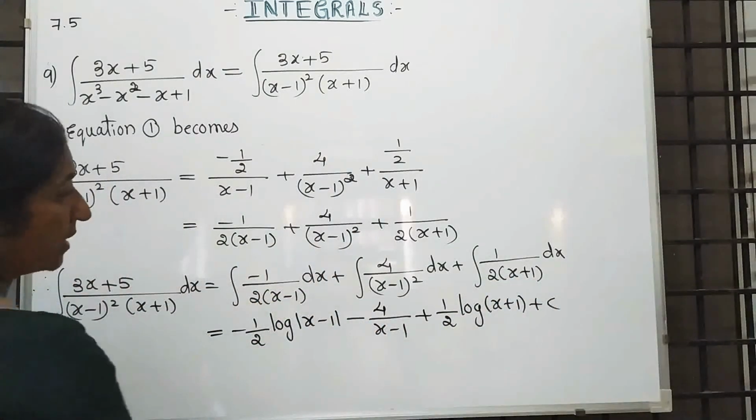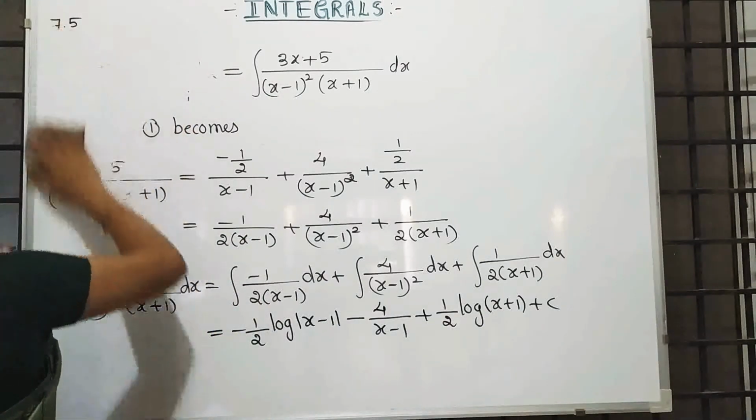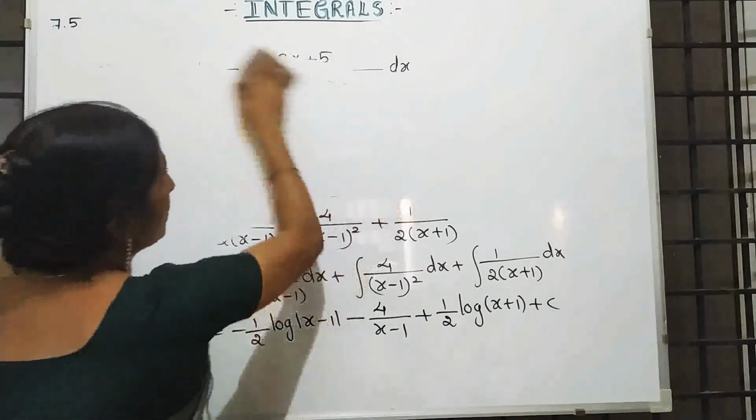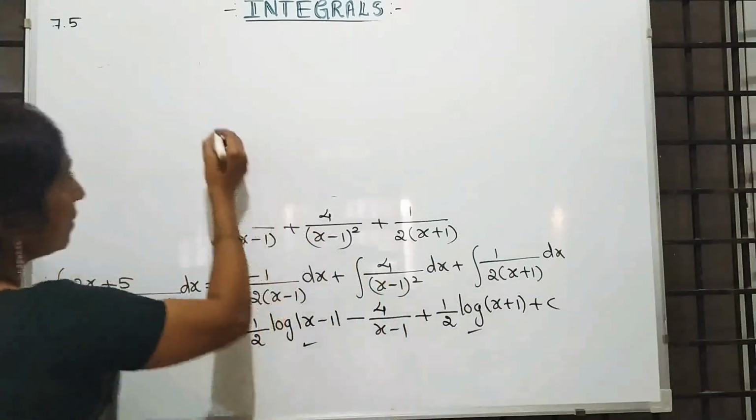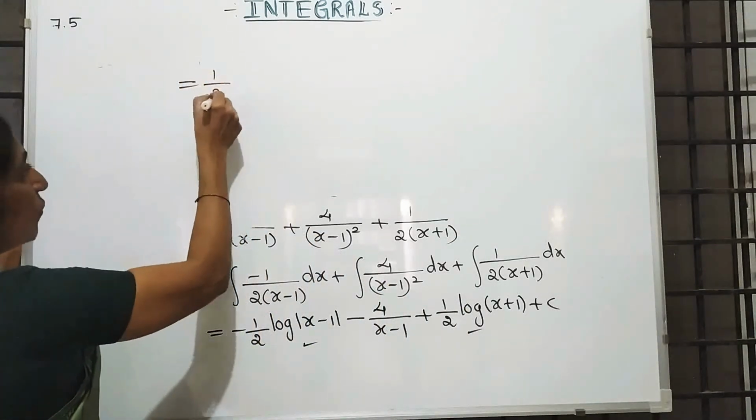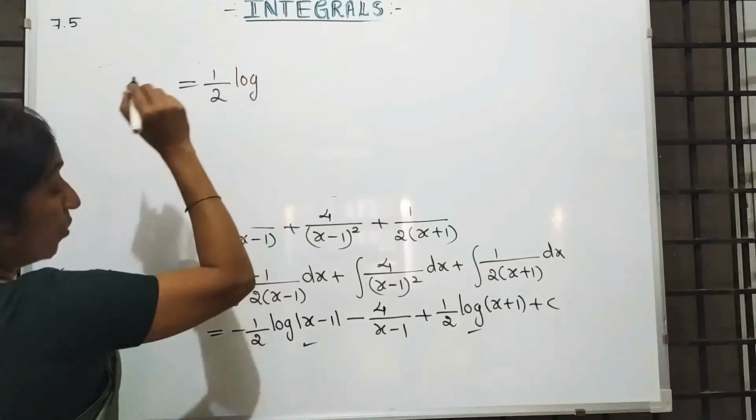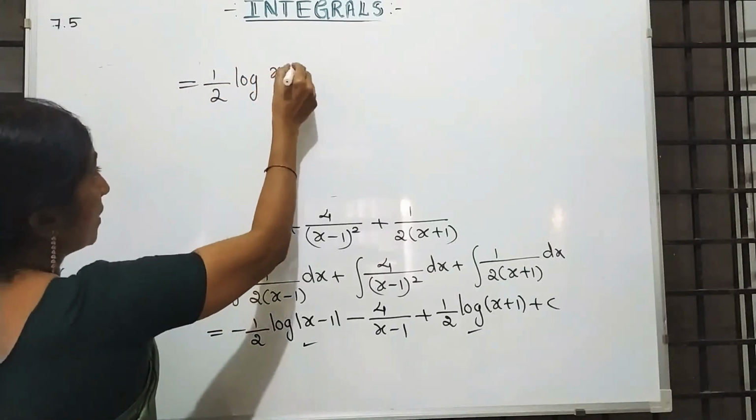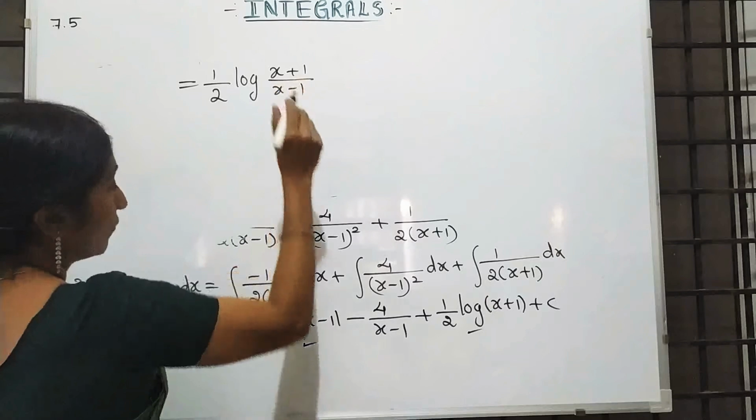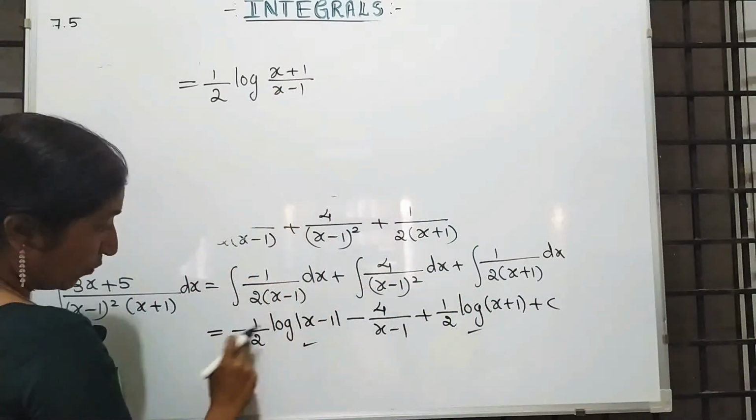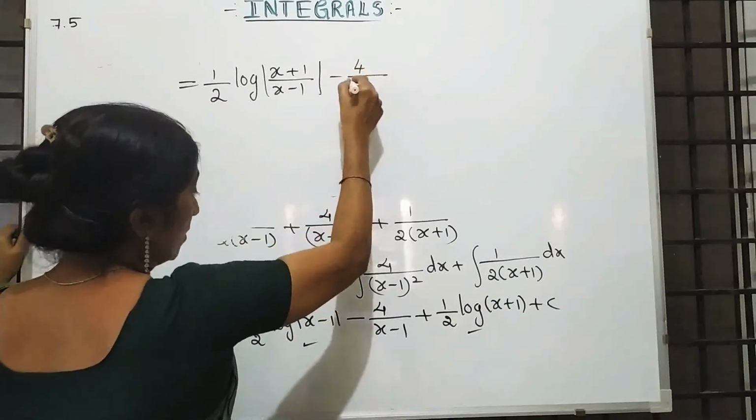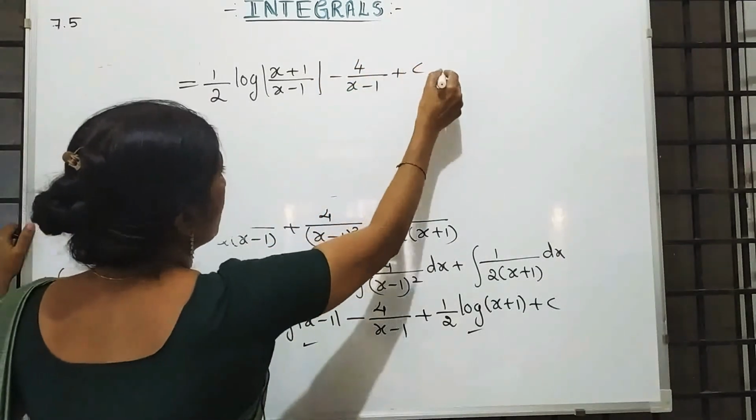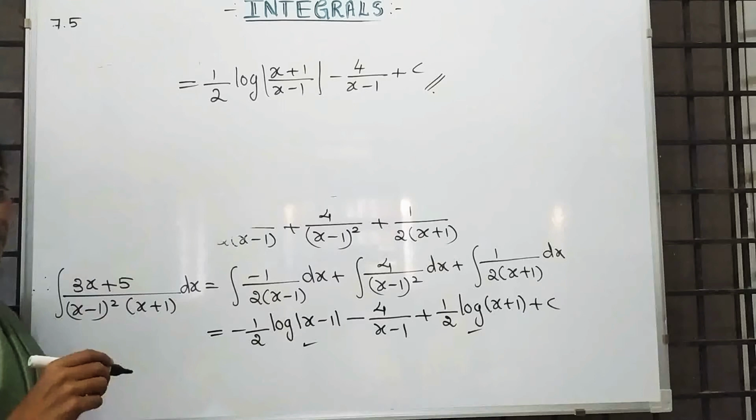In the first and the third, 1 by 2 is common. In the first we have a minus, in the third we have a plus. So it is in the form of log m minus log n, that is log m upon n. Positive comes in the numerator, negative comes in the denominator. Minus 4 upon (x minus 1) plus c. So is it simple or what?